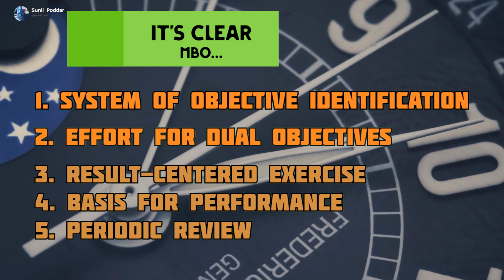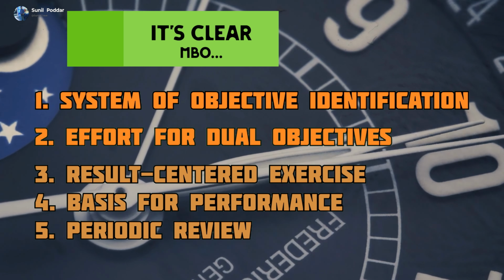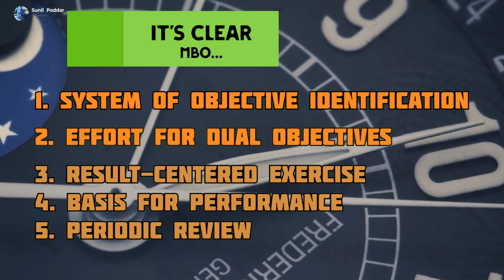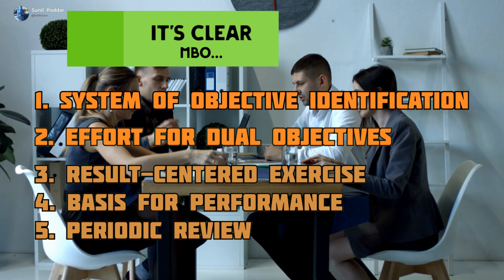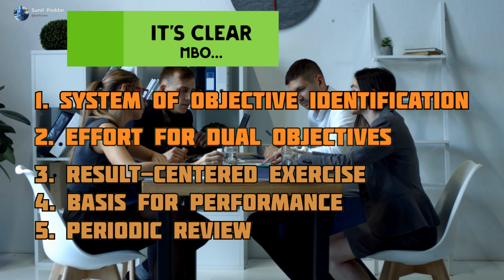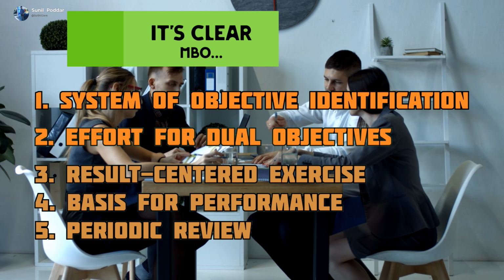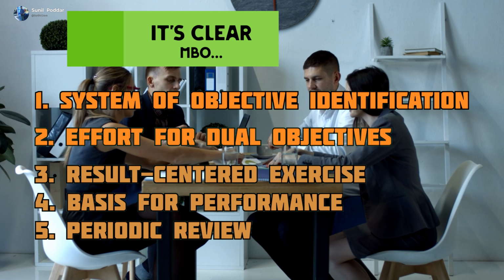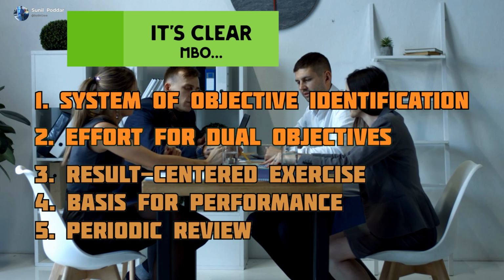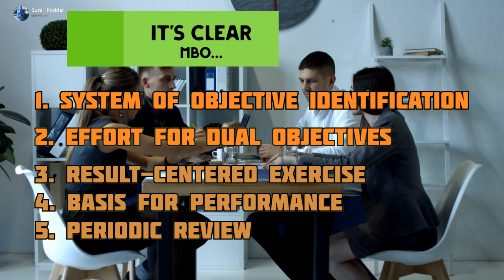Result-centered exercise. MBO is focused on outcomes, using resources efficiently to achieve goals. For example, a manufacturing unit might implement MBO to improve productivity by 20% while reducing operational costs. Basis for performance evaluation. The objectives agreed upon in MBO are assessed in performance reviews. For instance, if a marketing manager's objective was to launch 5 successful campaigns in a year, their performance review would be based on this metric.